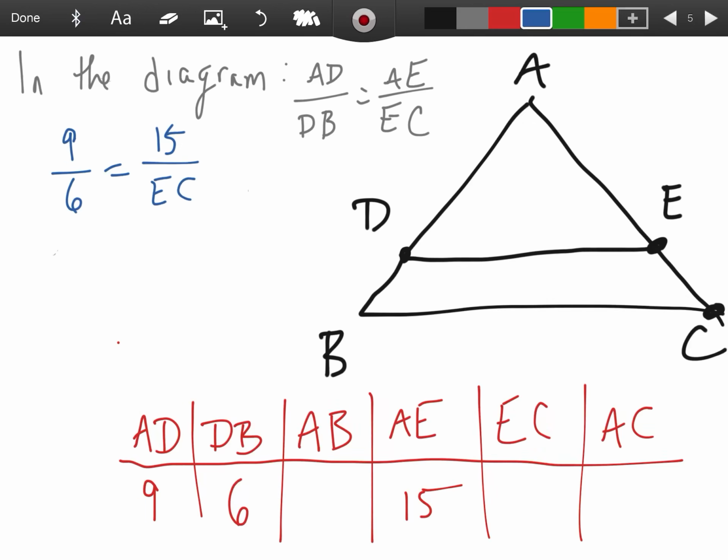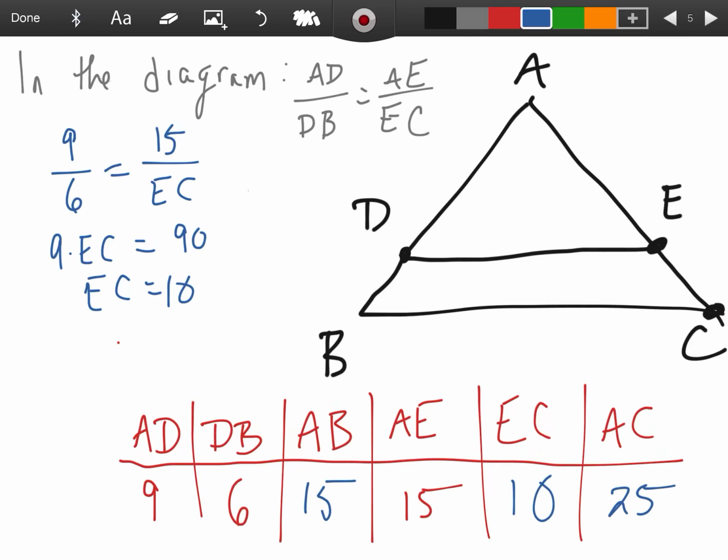We want to solve for EC. I'll just cross multiply. 9 times EC equals 6 times 15. Well, 6 times 15 is 90. I divide each side by 9, and I wind up with EC equals 10. Now, how do I find AB and how do I find AC? I'll just add. Boom, 9 plus 6 gives me 15 for AB. Then AE plus EC makes up AC, so that's 25.